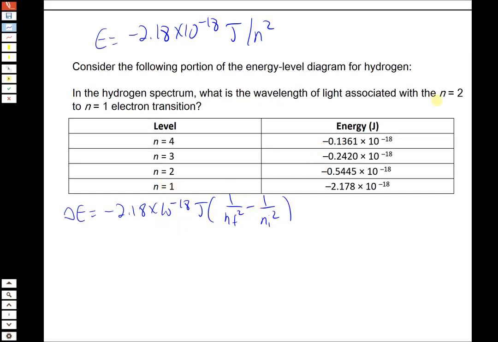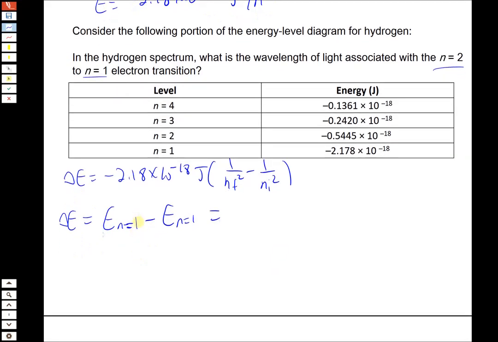So we're going from n equals 2 to n equals 1. So the delta E is just going to be the energy when n equals 2 minus the energy when n equals 1. And here, those numbers are given directly. Because remember, delta E means final minus initial. Actually, I think I did that wrong. It should be n equals 1 minus n equals 2, although the sign would just be what's changing anyway. Because we're going from 2 to 1, so we want to do final minus initial.